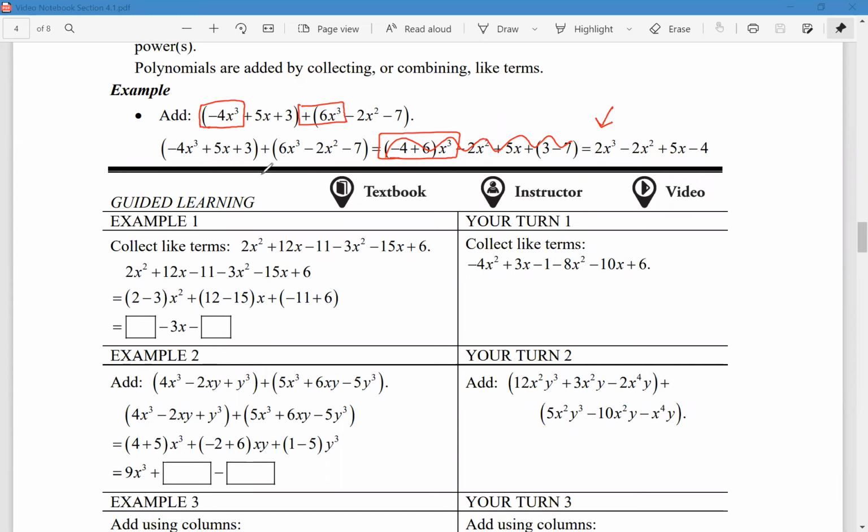All right, let's see, what else? Are there any other like terms? Notice how there's the -2x squared, but there's nothing else with x squared. So that term just stays as it is. Kind of just bring it down. Same thing with the 5x. The plus 5x has nothing else to combine with it. There's nothing else with an x in the problem. The only other like terms are the +3 and the -7, and that's where that -4 comes from. All right, so it's kind of just matching up the terms that have the same variables and the same powers or same exponents.